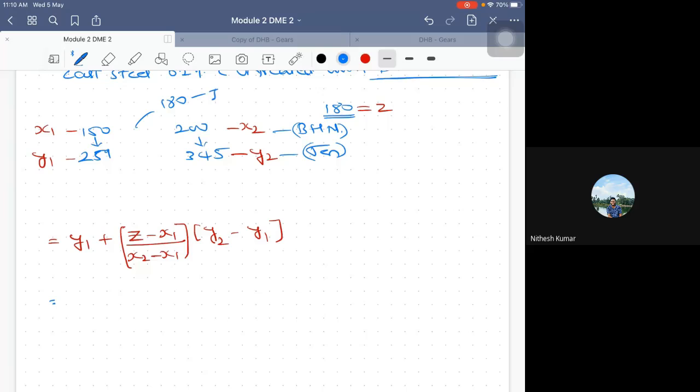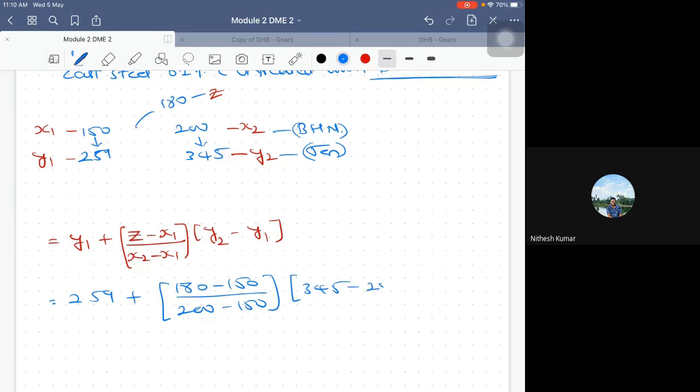That I would take as Z. Okay. Now it makes sense. Now if you substitute it, just check now. Y1, it is 259 plus Z. Z is 180 minus X1, which is 150, divided by X2, which is 200 minus 150, cross 345 minus 259. How much did you get now?